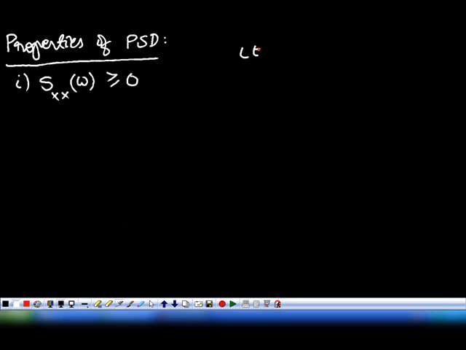Why? Because we already know that the limit as T tends to infinity of the expectation of the magnitude squared of X_T of omega divided by 2T is the power spectral density. If you observe this, this quantity is always positive. If this quantity is positive, definitely it is equal to the power spectral density. Is it right?